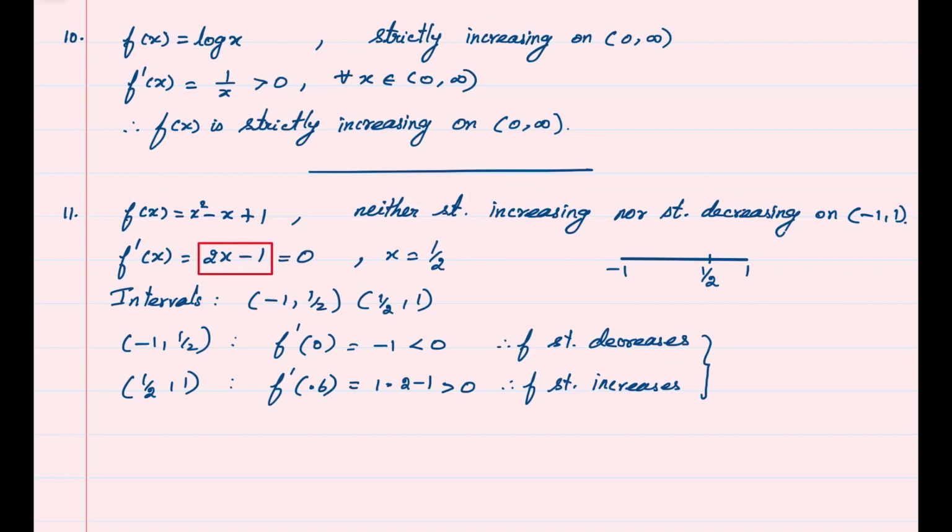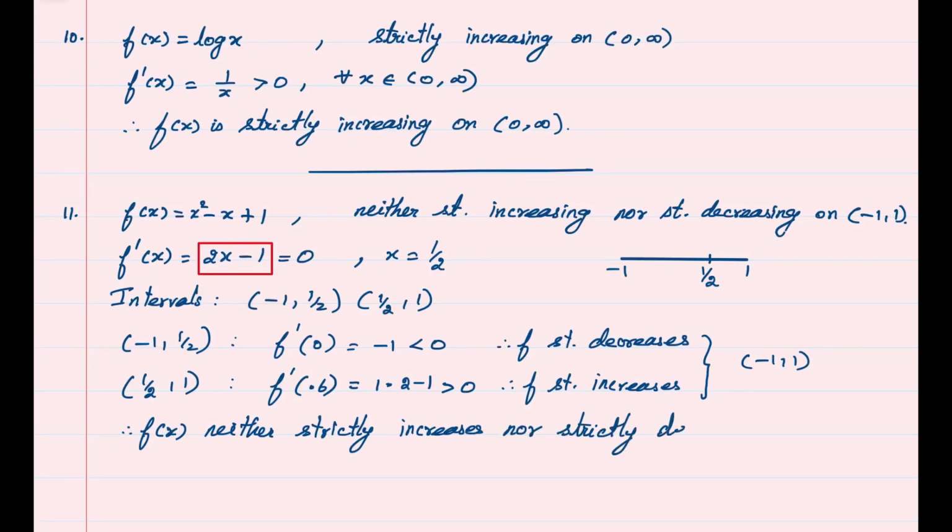So if you combine these two intervals, minus 1 to 1, we can say that the function neither strictly increases nor strictly decreases on minus 1, 1. Remember, in an interval, if a function strictly increases as well as strictly decreases, we conclude that it is neither strictly increasing nor strictly decreasing in that interval.